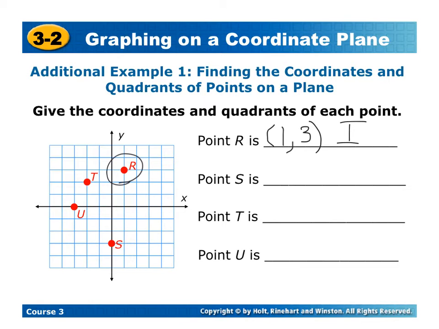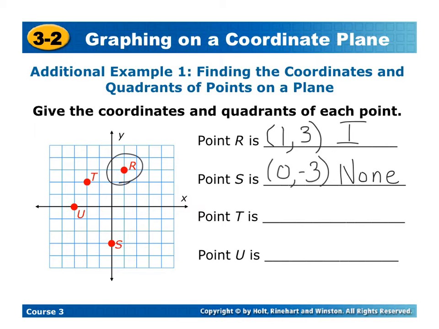Now let's try letter S. Since letter S is on the y-axis, it actually hasn't moved left or right, so its x value is 0, but from the origin it is down 3, so its y value is negative 3. If we count it down 1, 2, 3. Now this one, because it's on one of the axes, it is in none. It is not in a quadrant at all. Now I want you to pause the video and try to do point T and point U on your own.